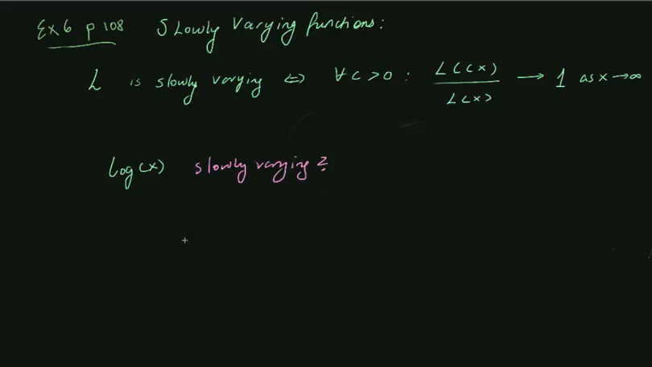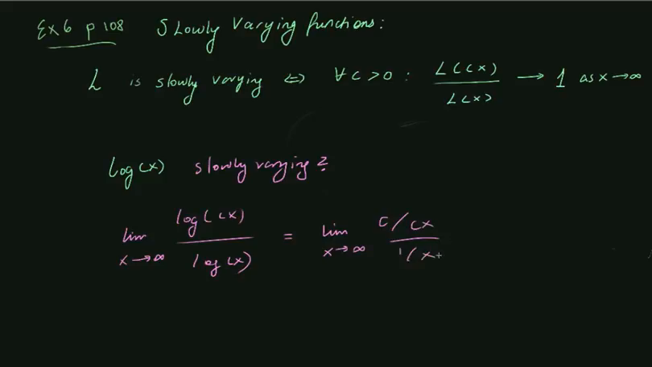And to answer that, we might try to plug it into the definition of slowly varying and see if it satisfies the condition. So we want to see if this ratio goes towards 1 as x goes to infinity. And we recall that the L'Hopital rule says that if the limit exists, then it's the same as the limit for the numerator differentiated over the denominator differentiated. So this gives us c over cx divided by 1 over x. And this is just equal to the limit of 1 for x going to infinity, which is equal to 1. So in conclusion, log of x is slowly varying.